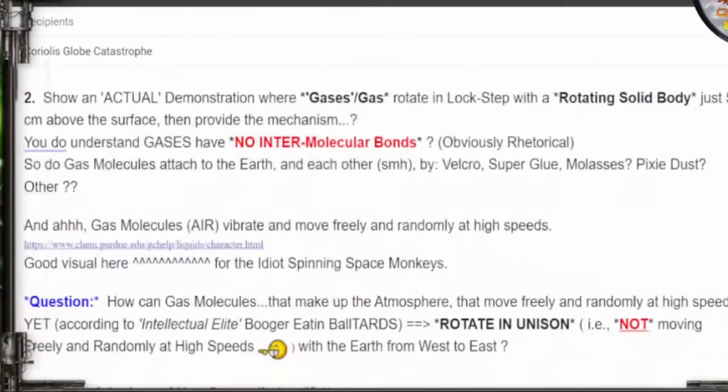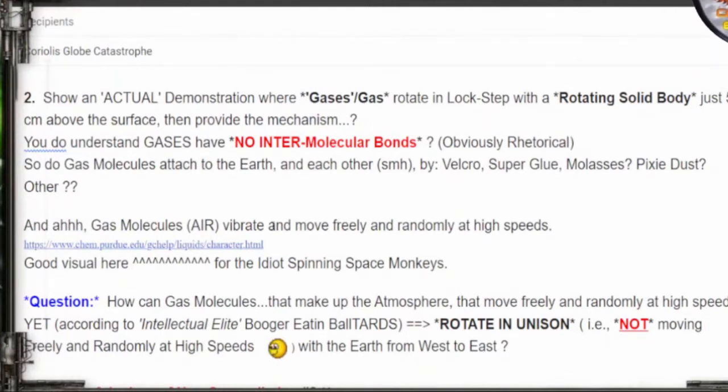So, number 2, show an actual demonstration, since we only have one reference frame, where gases and gas rotate in lockstep with a rotating solid body just 5 centimeters above the surface, then provide the mechanism. You do understand gases have no intermolecular bonds. Obviously rhetorical. So do gas molecules attach to the Earth and each other by Velcro, superglue, molasses, pixie dust, other?